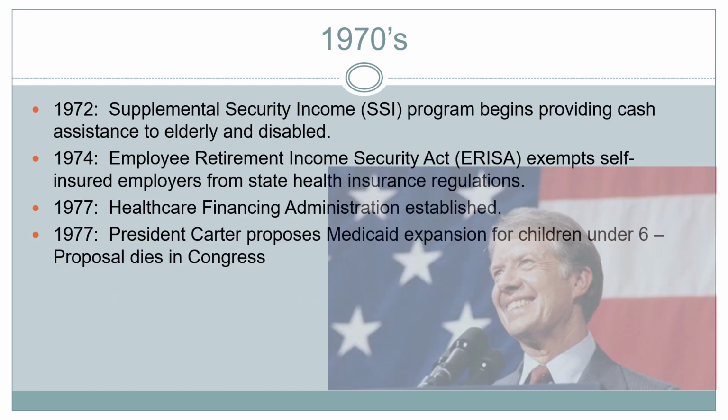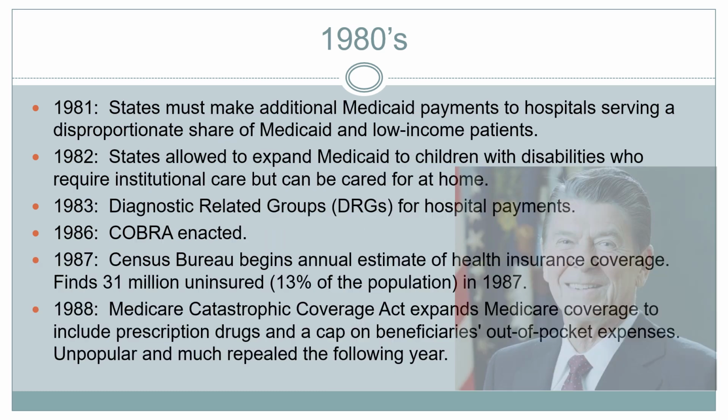In the 1970s, you saw Supplemental Security Income, SSI, beginning to provide cash assistance to the elderly and disabled. You had the ERISA Act, which addressed self-insured employers and state health insurance regulations. In 1977, President Jimmy Carter proposed expanding Medicaid for children under 6, although that proposal didn't get out of Congress that year. In the 1980s, you had significant expansions of Medicaid in different states. You had the introduction of diagnostic related groups, or DRGs, for hospital payments. That was 1983.